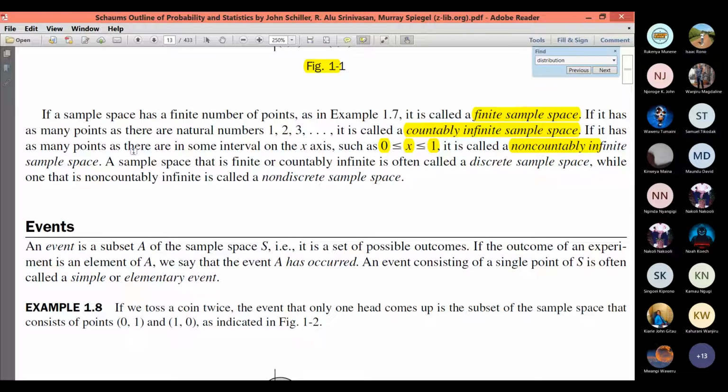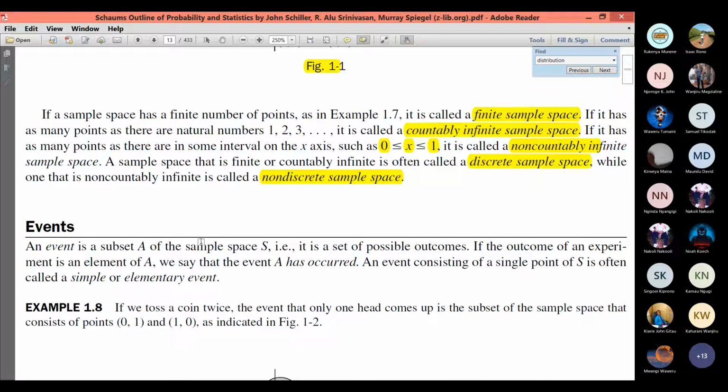So a sample space, therefore, where you can count stuff, whether it's finite sample space or countably infinite, we call that one a discrete sample space, as long as you can count. But if you cannot, then we call it a non-discrete or continuous sample space. The word continuous is not mentioned anywhere, but you will see in some books they call it continuous sample space, non-discrete.